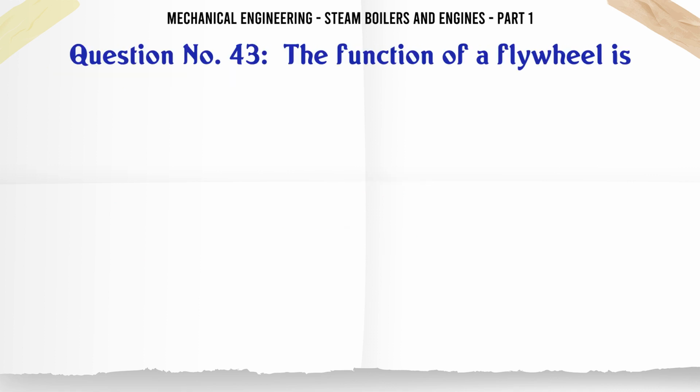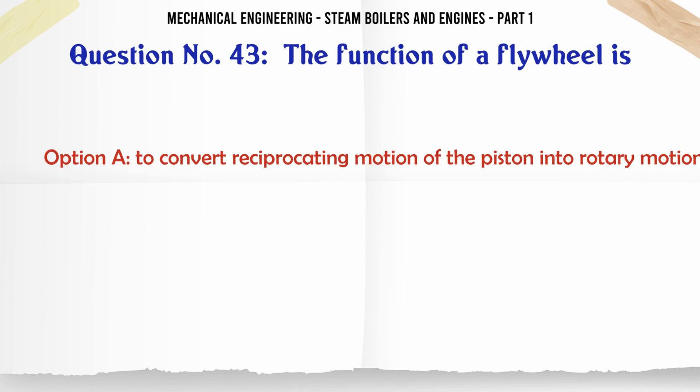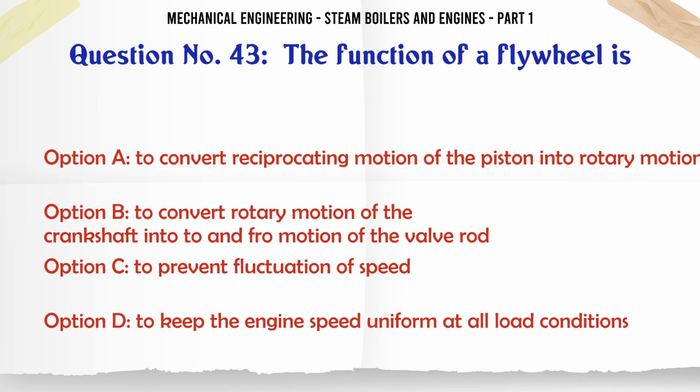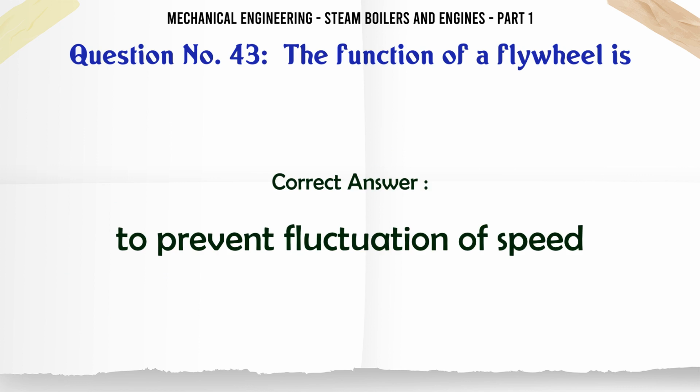The function of a flywheel is: A. To convert reciprocating motion of the piston into rotary motion, B. To convert rotary motion of the crankshaft into to and fro motion of the valve rod, C. To prevent fluctuation of speed, D. To keep the engine speed uniform at all load conditions. The correct answer is to prevent fluctuation of speed.